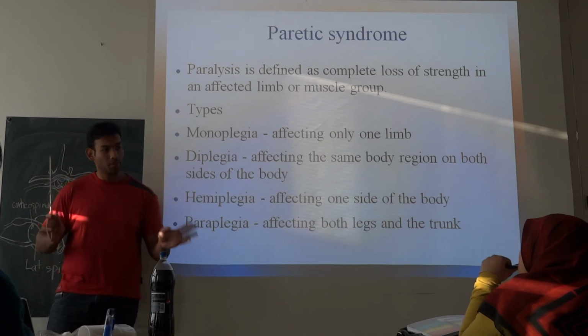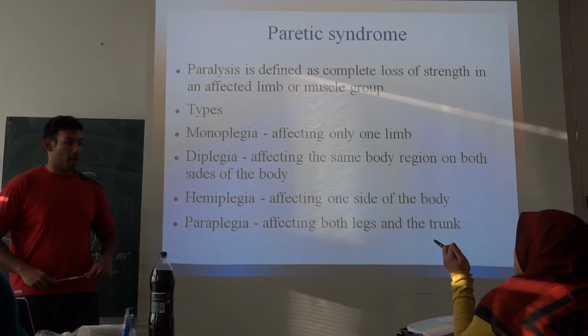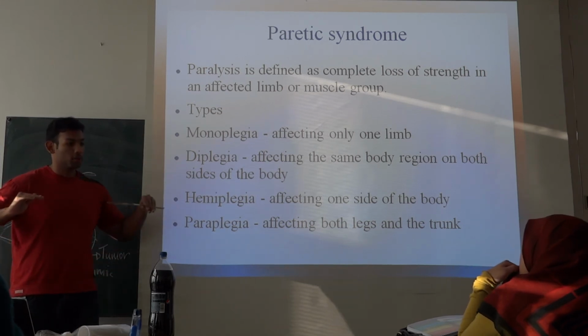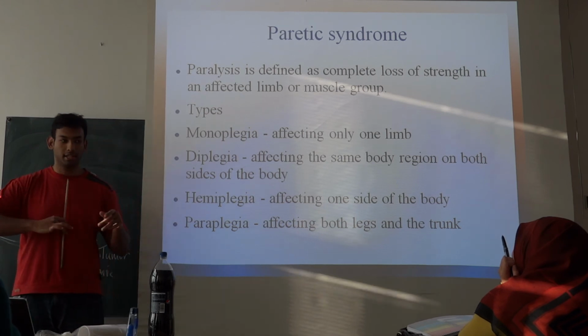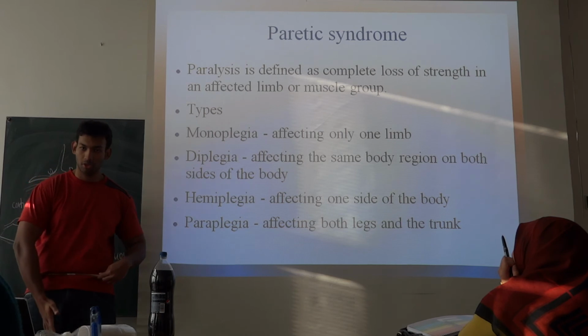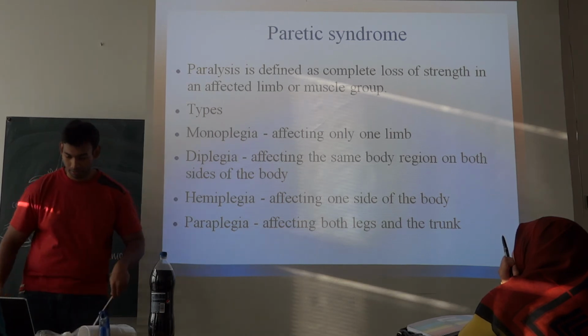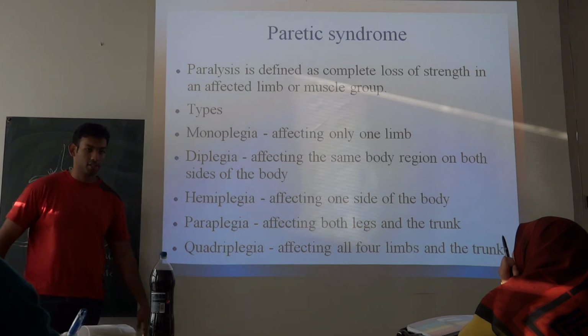Sensory will also be affected in a similar way, but she'll talk about it, don't worry. I'm talking about paralysis, so I'm just talking about motor. Hemiplegia is when it's divided like this. Paraplegia is when it's divided like this, so your lower limb is gone but your upper limb is fine. And finally you have the worst one, quadriplegia, when everything is gone.